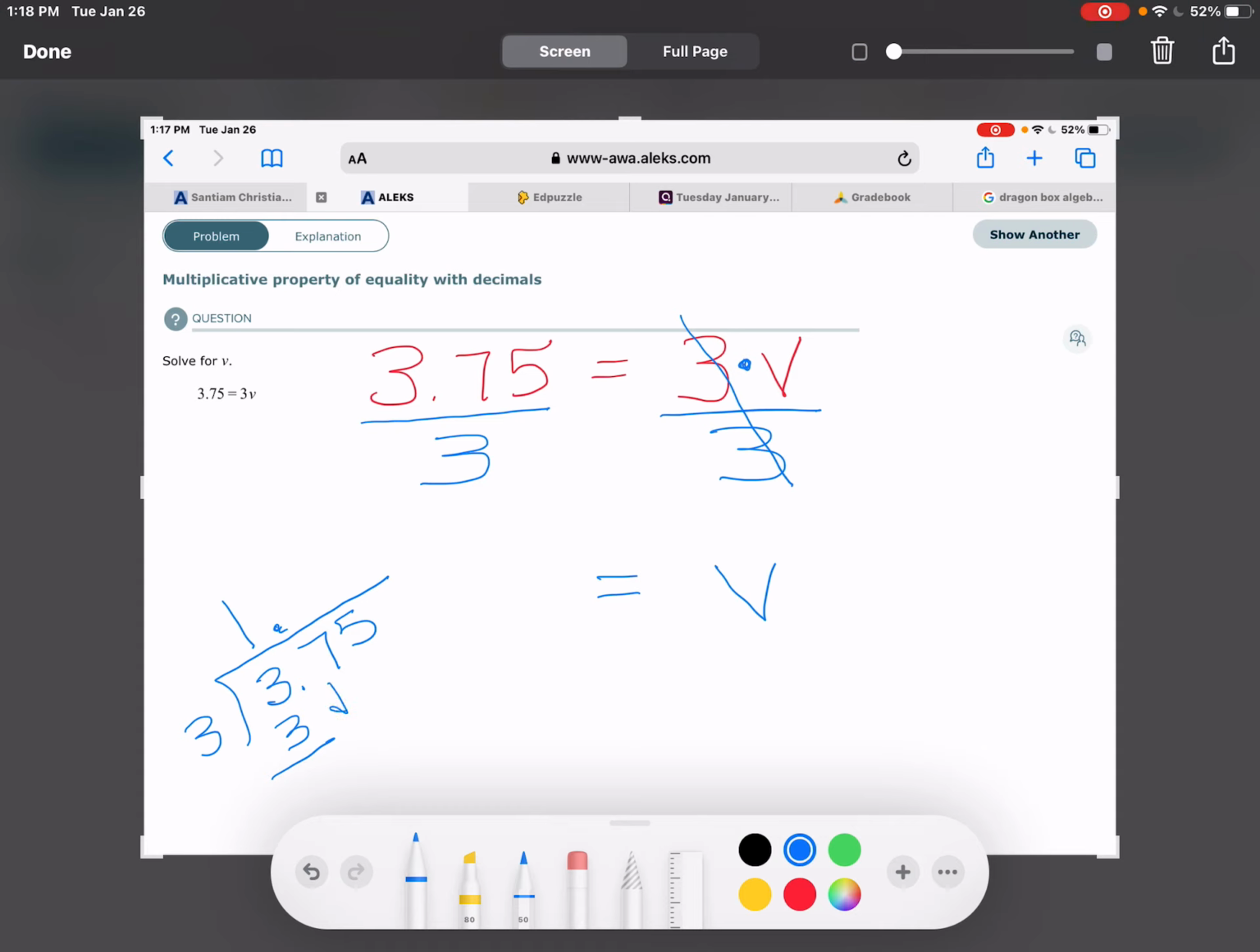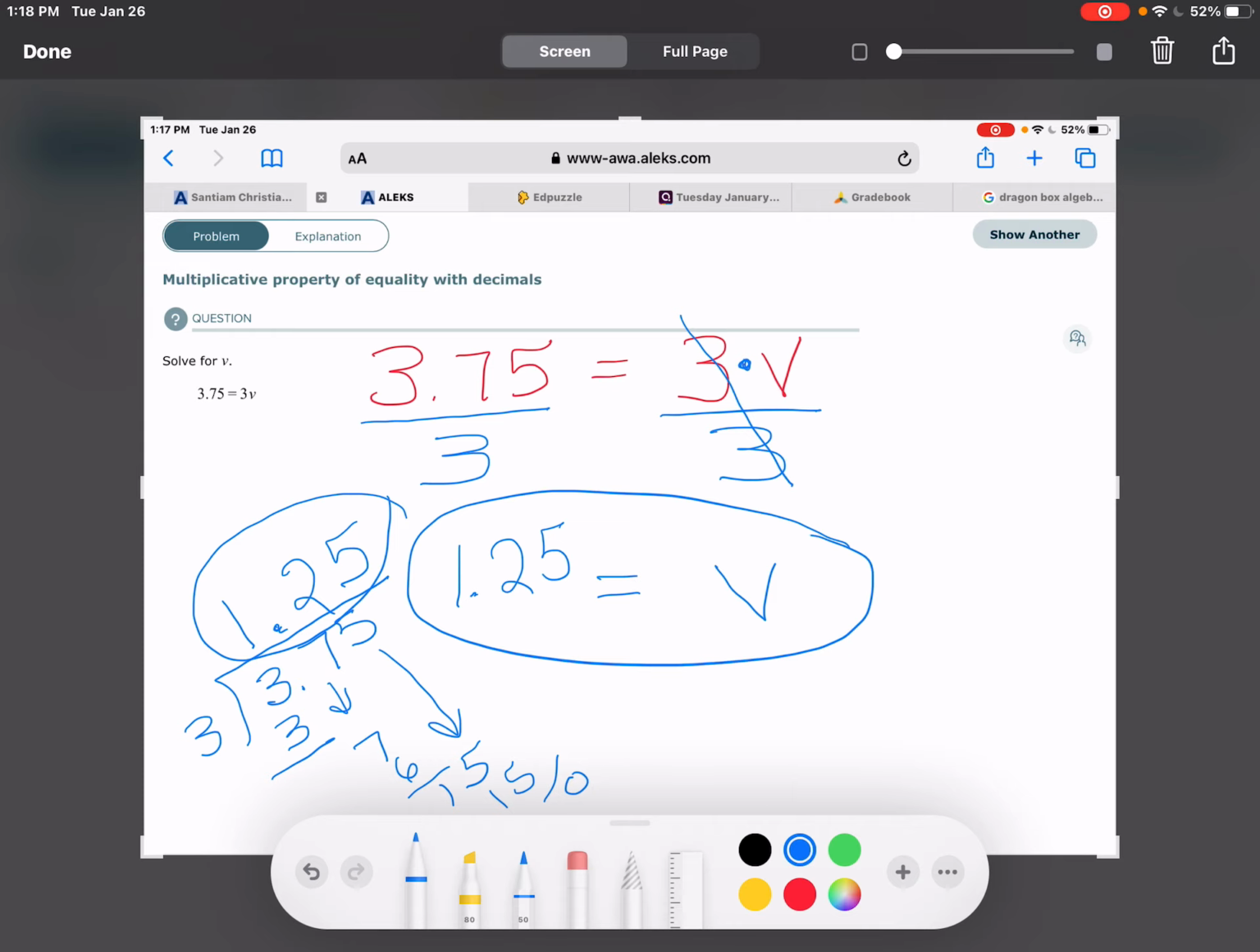That's cool. I'm going to bring down the 7. 3 goes into 7 2 times. 3 times 2 is 6. And I'm going to bring down the 5. 3 does go into 15 evenly. 5 times 3 is 15. That makes 0. So the answer is going to be 1.25. Does that make sense? 3.75 equals 3 times 1.25. Yes, so v does equal 1.25.